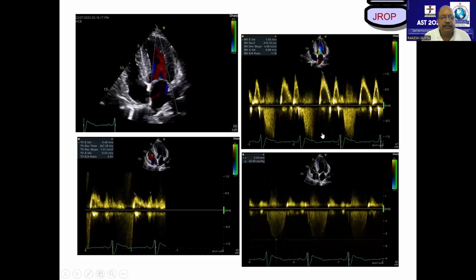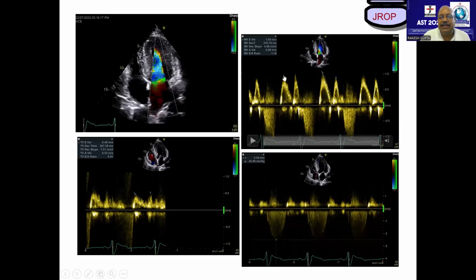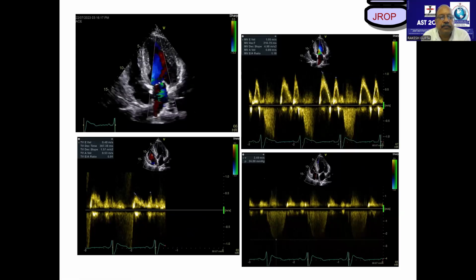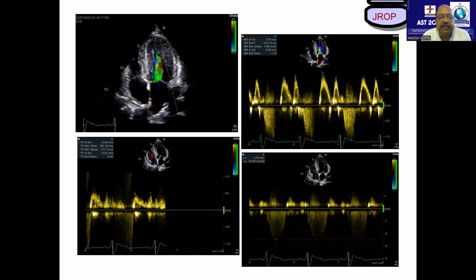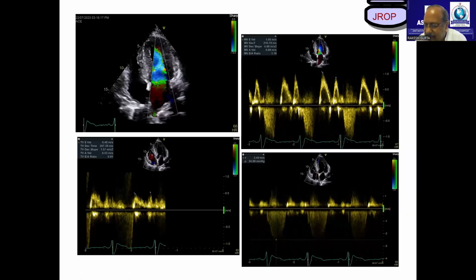Doppler spectrum pattern, small e or tall e. Why are these variable patterns there? This is what many of you must have seen in your clinical practice. Dr. Javan? Respiratory variation. Respiratory variation. Excellent.